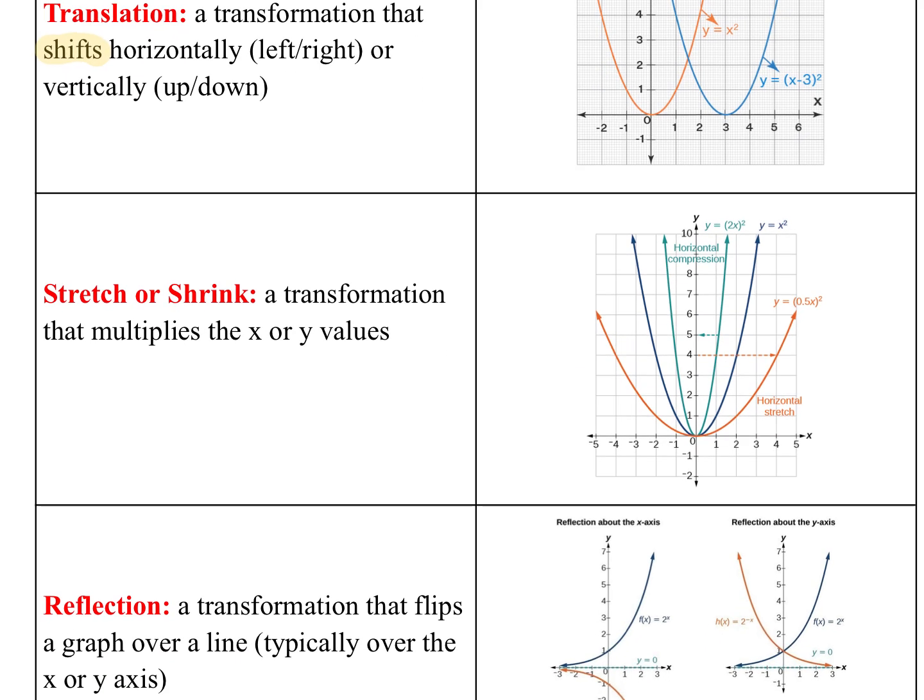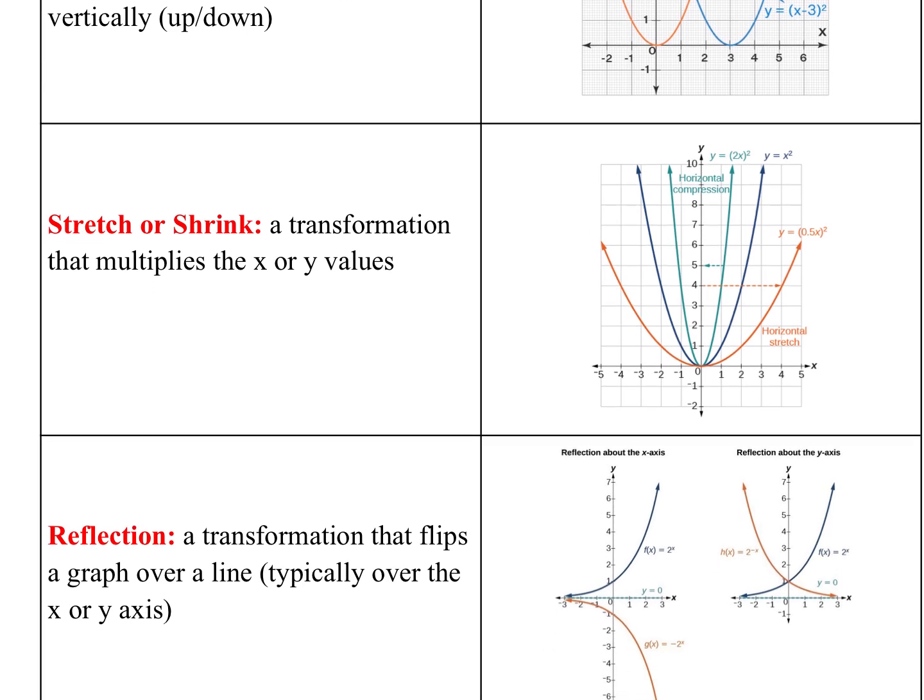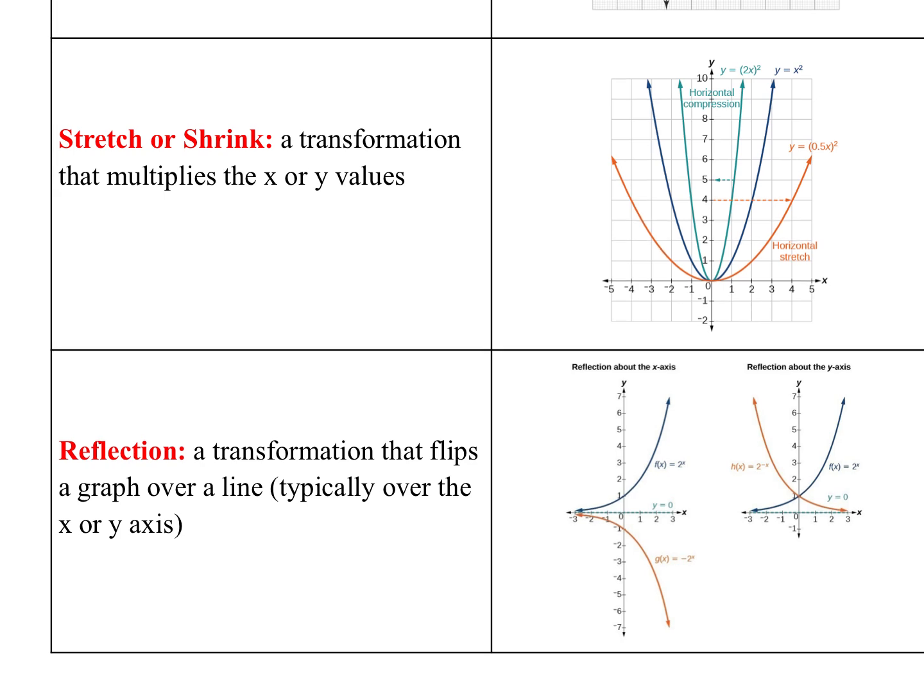The second change is called a stretch or shrink. So this is something that transforms your graph by multiplying your x or y value. And it essentially keeps your graph in the same general position, so you're not shifting it or flipping it upside down. But it's like if you put your fingers on the top and bottom of your graph and you pull them apart or push them together, or if you put your fingers on the sides of your graph and you pull them apart or squish them together. That would be a horizontal or vertical stretch or shrink. And again, it's really just a multiplier to your x or y value.